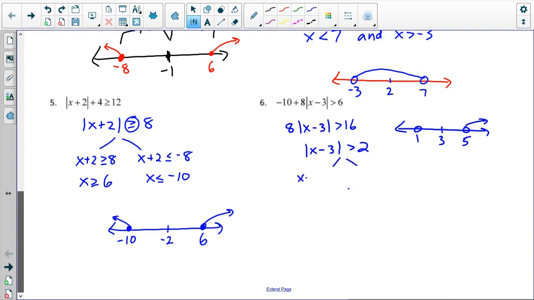If I take a look at this, I have x minus 3 is greater than 2, which means x must be greater than 5. Or x is less than 1 when I have x minus 3 is less than -2.